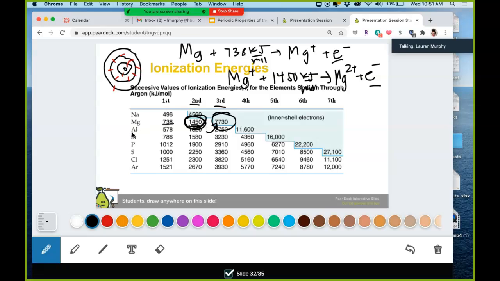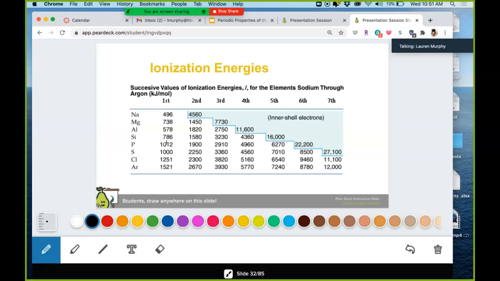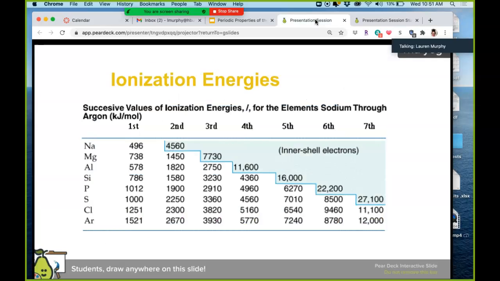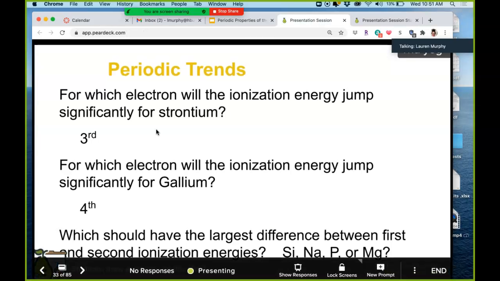Okay, and then look at aluminum. Aluminum has 3 valence electrons. So it's like, okay, I'll give you one, I'll give you another, I'll give you another, and then it jumps up to 11,600 if you try to take a 4th electron from it, okay? So these questions, for which electron will the ionization energy jump significantly for strontium?